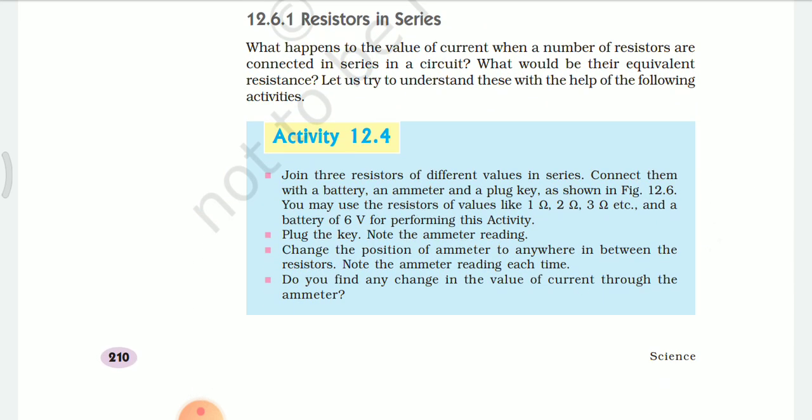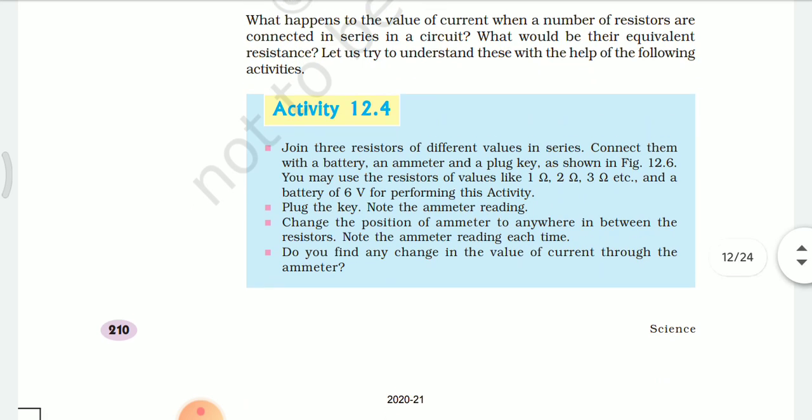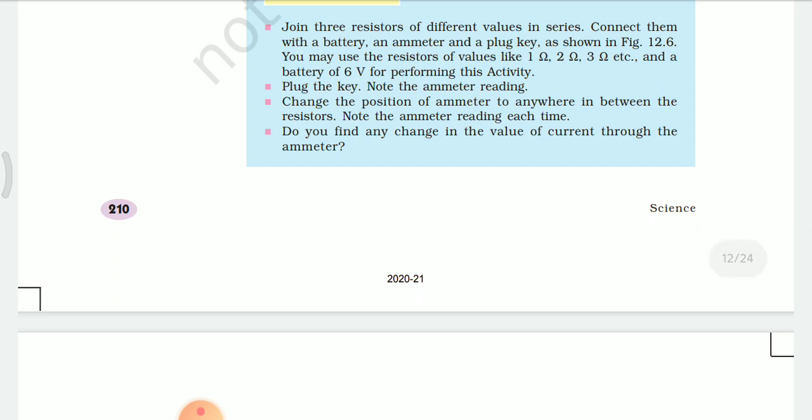12.6.1 Resistors in series. What happens to the value of current when a number of resistors are connected in series in a circuit? What would be their equivalent resistance? Let us try to understand this with the help of the following activities. Activity 12.4: Join three resistors of different values in series. Connect them with a battery, an ammeter and a plug key as shown in figure 12.6. You may use resistors of values like 1 ohm, 2 ohm, 3 ohm, etc. and a battery of 6 volt for performing this activity.